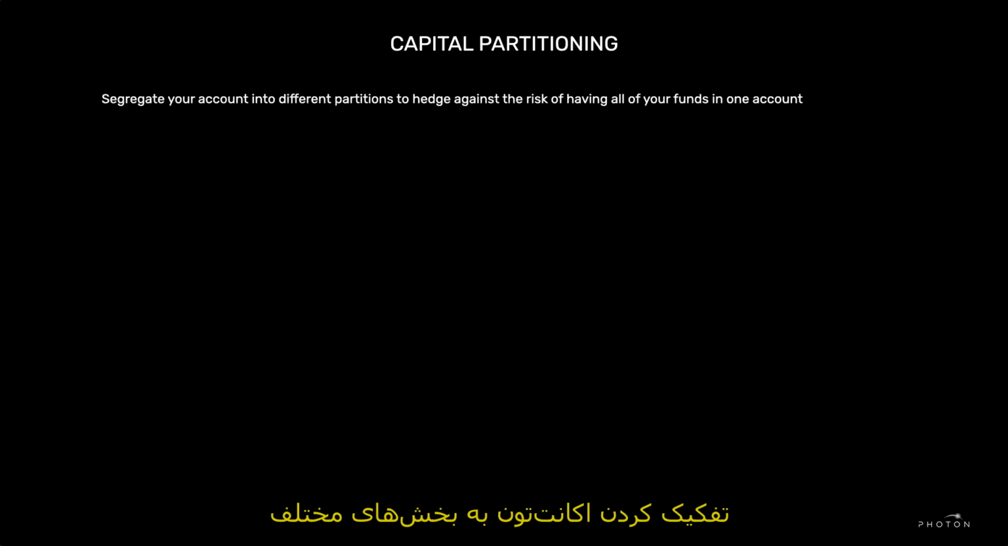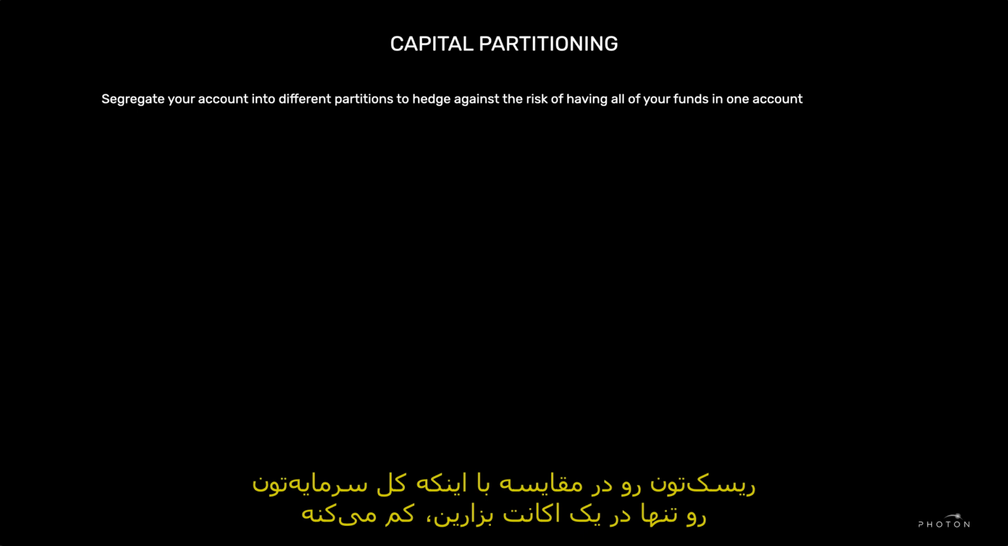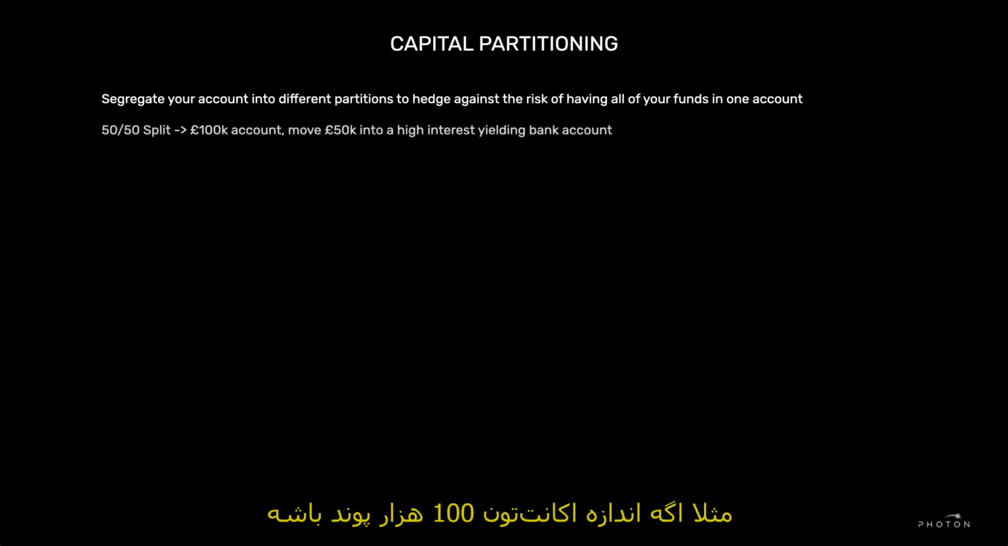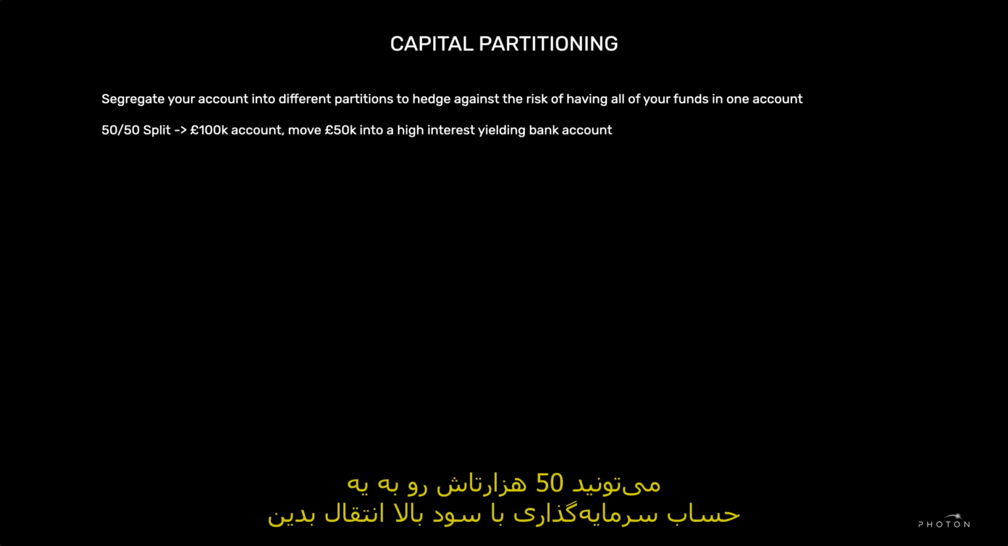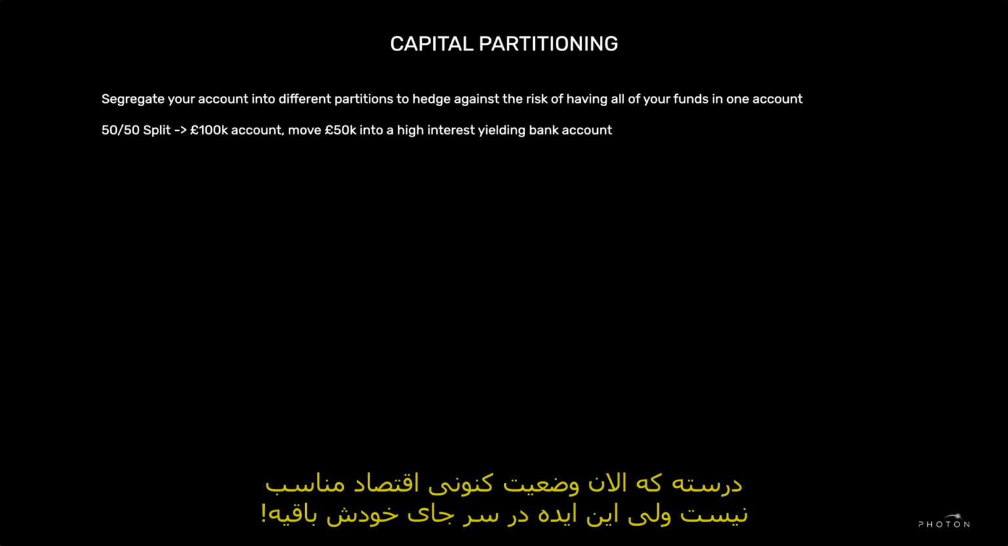So segregating your account into different partitions acts as a hedge against the risk of having all of your funds in just that one account. If your account size is £100,000, what you can do is move £50,000 into a high interest yielding investment account. Now, I appreciate in the current economic climate there isn't really such a thing as high interest at the moment, but that's the idea behind it.